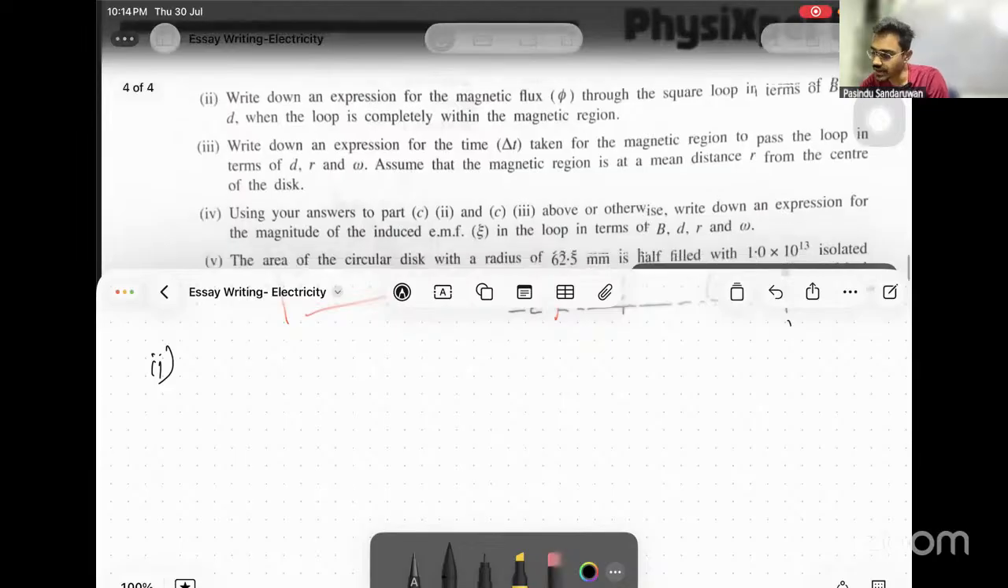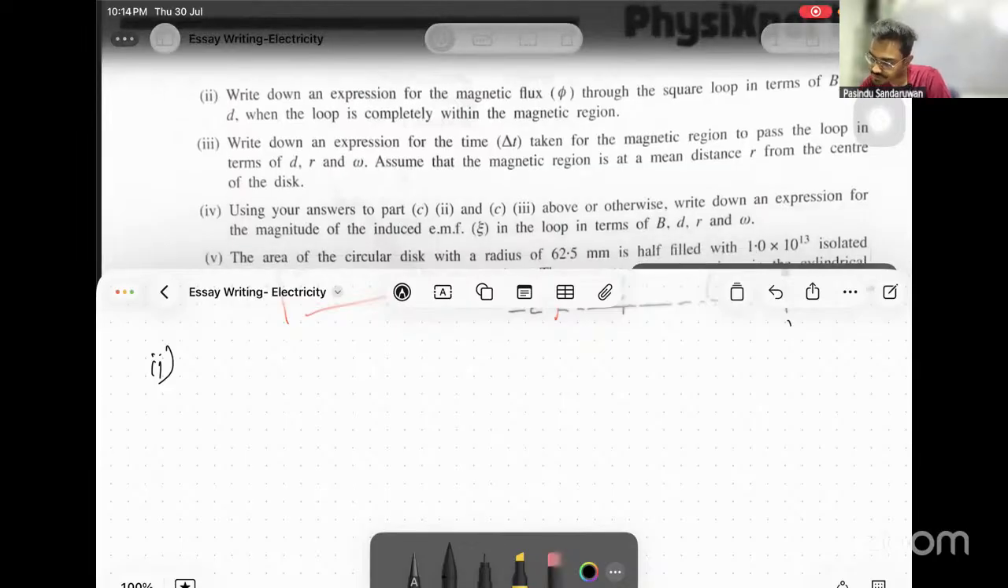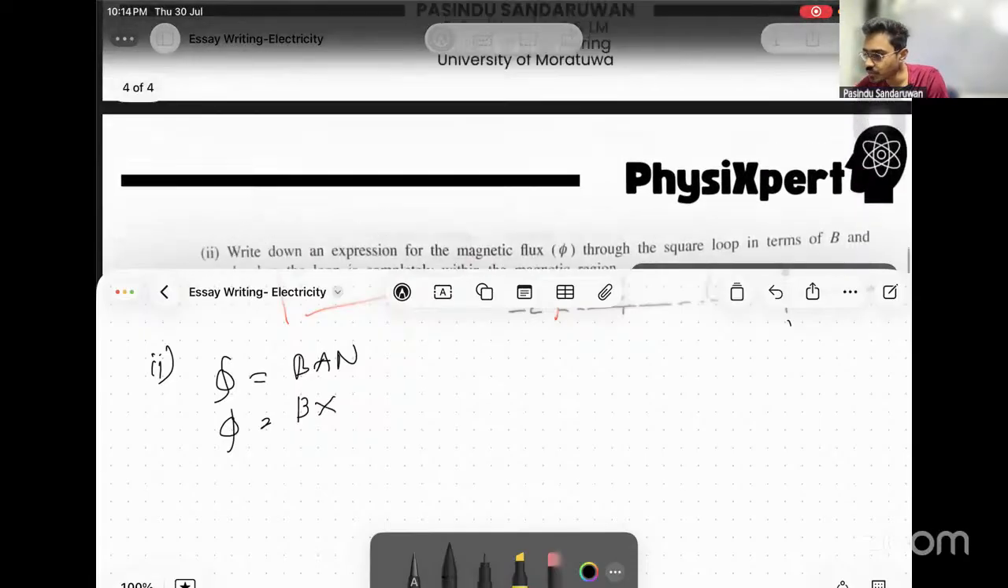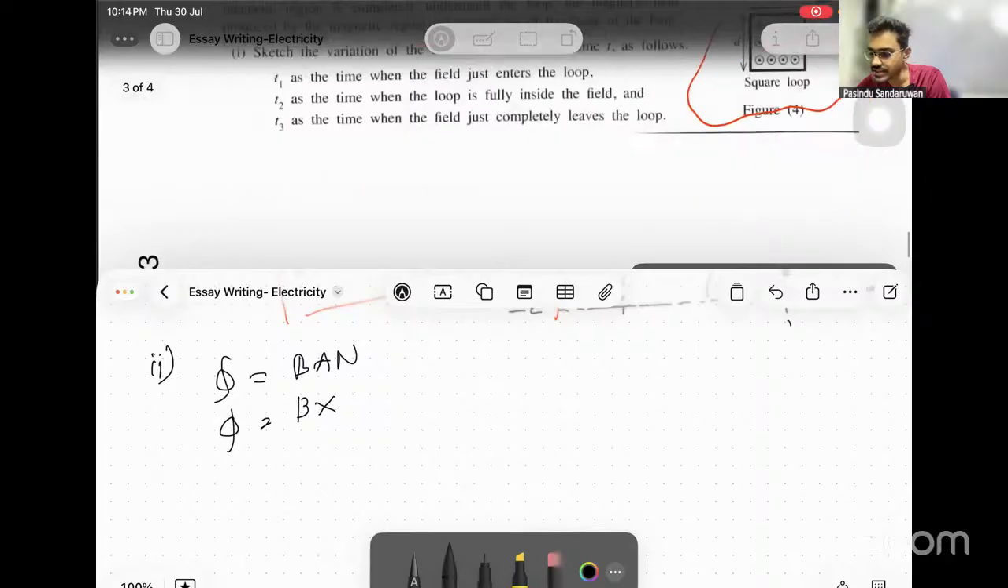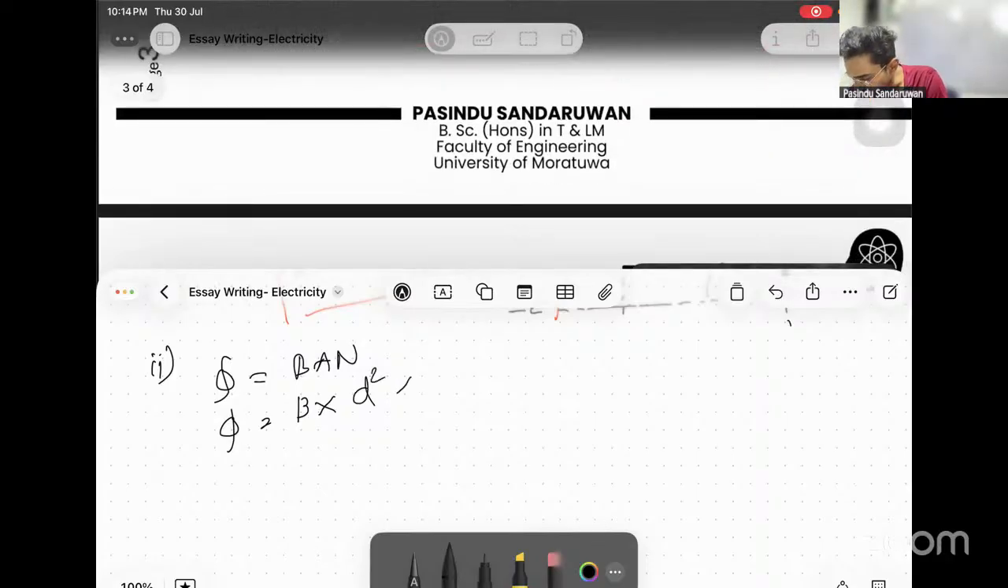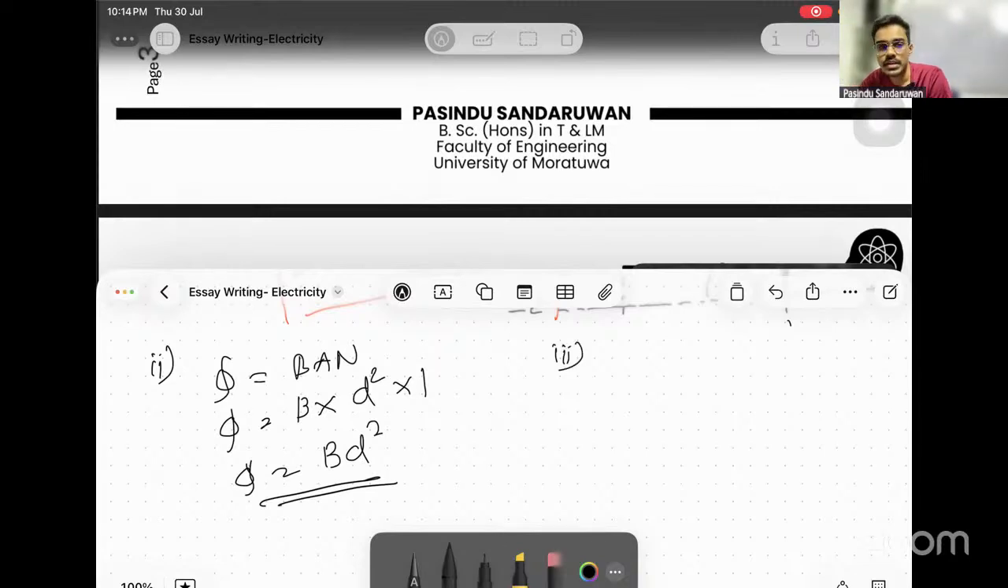Part 2. Write down an expression for the magnetic flux phi through the square loop in terms of B and D when the loop is completely within the magnetic region. Then we know phi. Phi is written as BAN, no? B is given as B, and the area of this loop, side length is D, so the area is D squared. Number of turns, only 1. Then phi equals BD squared, right? It is done.